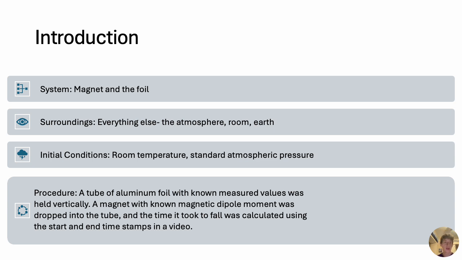The procedure was to have a tube of aluminum foil, with known measured values of height and width, held vertically. The magnet, with the known magnetic dipole moment from Lab 3, was dropped into the tube, and the time it took to fall was calculated using the start and end timestamps in a slow motion video.